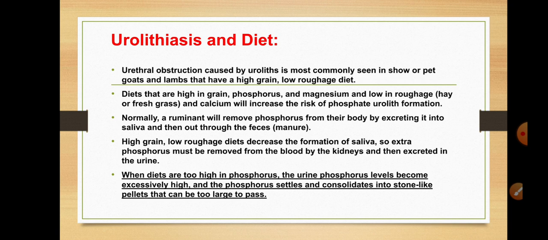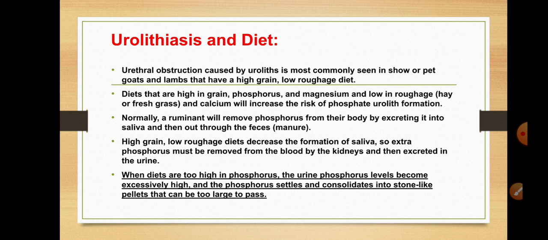The relationship between urolithiasis and diet. Urethral obstructions caused by uroliths are most commonly seen in show goats and lambs that have a high grain, low roughage diet. So diets that are high in grain, phosphorus and magnesium, and low in roughage, which is hay and fresh grass, and calcium will increase the risk of phosphate urolith formation.